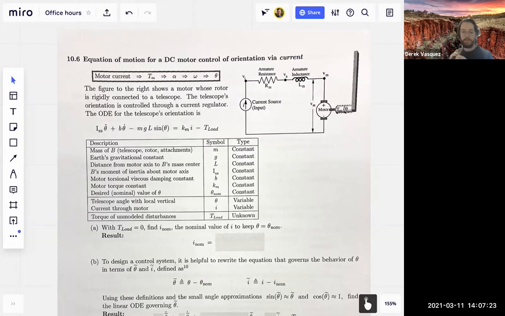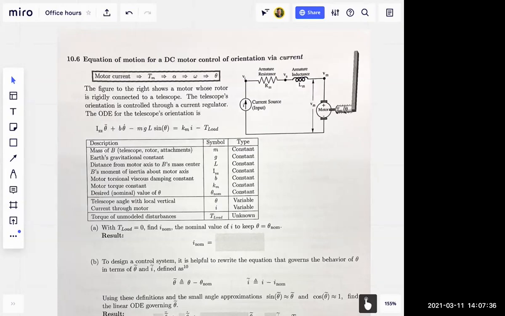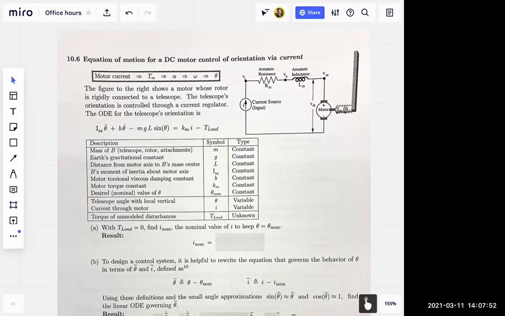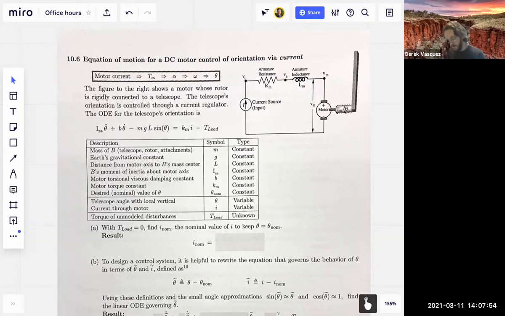So if theta is our constant value, theta nominal, what is theta dot and theta double dot going to be? Theta dot nominal, theta double dot nominal. Yeah, that's right. So if our nominal value is a constant value, what are those theta dot nominal and theta double dot nominal going to be? 0. That's right. They're going to be 0.